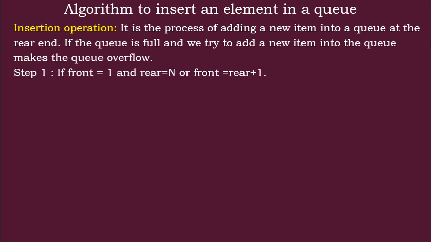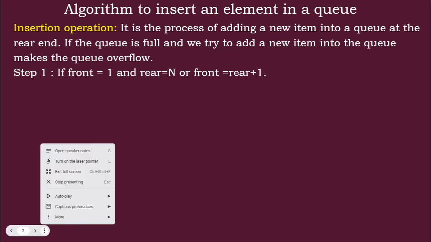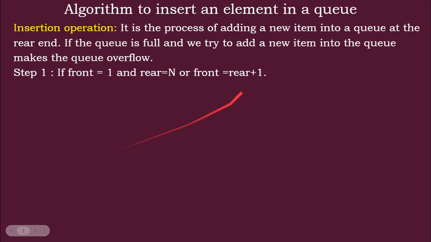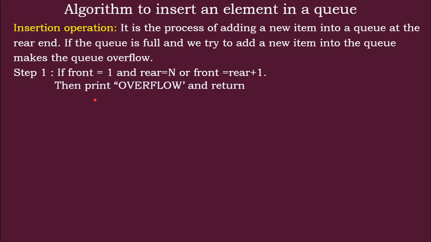Step 1 says if front is equal to 1 and rear is equal to n, or front is equal to rear plus 1. If this is the condition, this says the queue is full. You cannot add more elements. So this condition says that the queue is in overflow condition. We cannot add more items and the algorithm will return without doing anything.